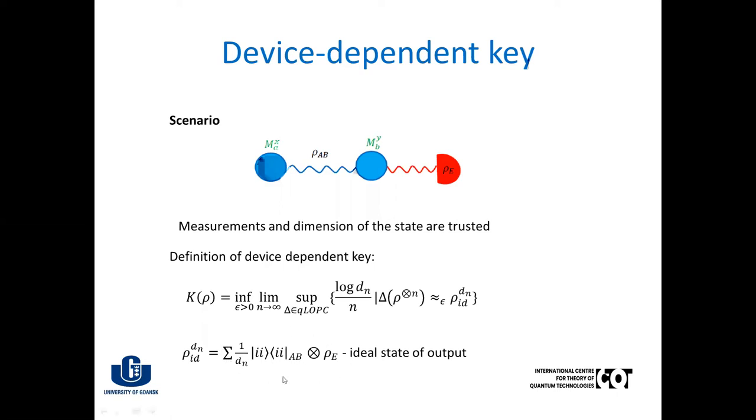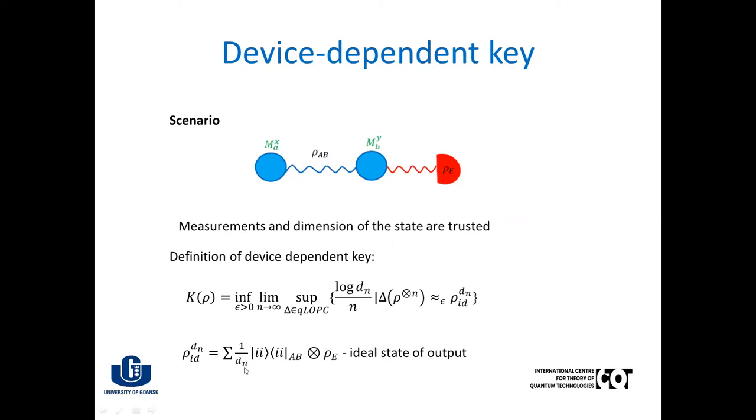So I think this ideal state is kind of clear, right? The two parties want to have correlated bits that are uniform and in a product with the eavesdropper. So I think we agree that this is the ideal state. And the protocol, which is denoted here by delta, acts on n copies of the same state rho and has some output, delta of rho tensor n, which should be close in trace norm to the ideal state. And then we look at how big the part of the ideal state that contains key is. So the dimension of this part of the ideal state that contains key is d_n.